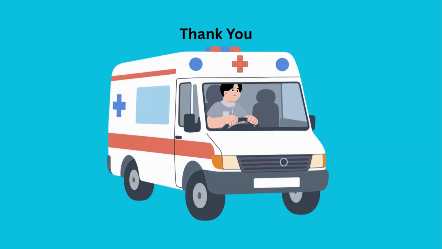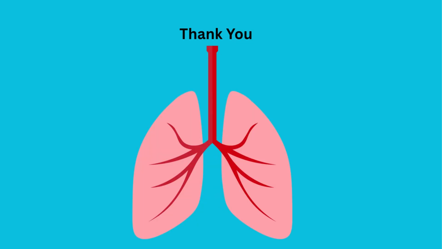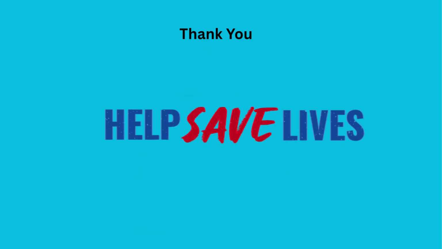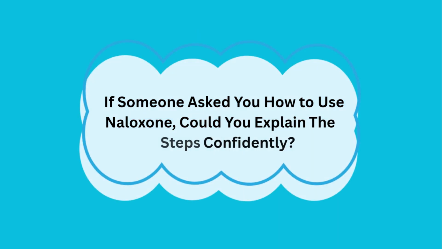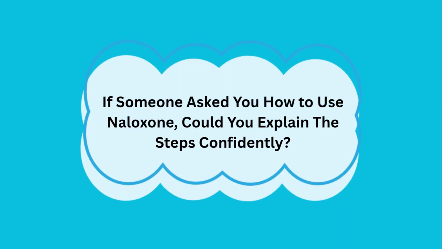Today you learned how to recognize an opioid overdose and administer naloxone safely. Remember, call 911, give naloxone, support breathing if possible, and stay with the person until help arrives. Your actions could save a life. If someone asked you how to use naloxone, could you explain the steps confidently?